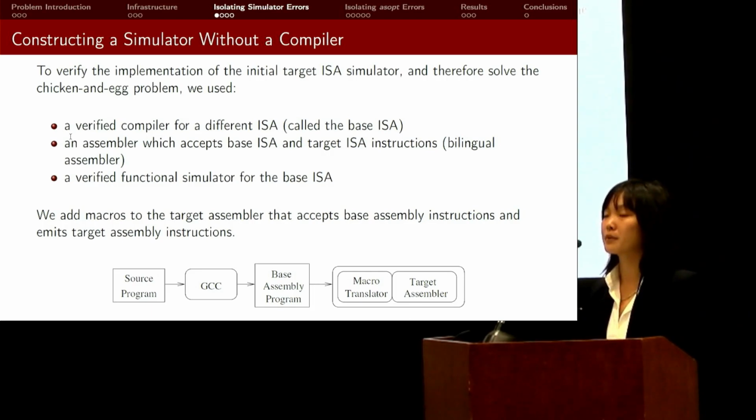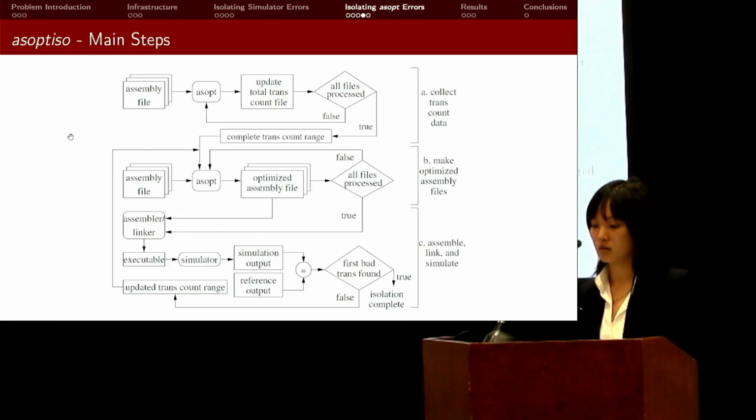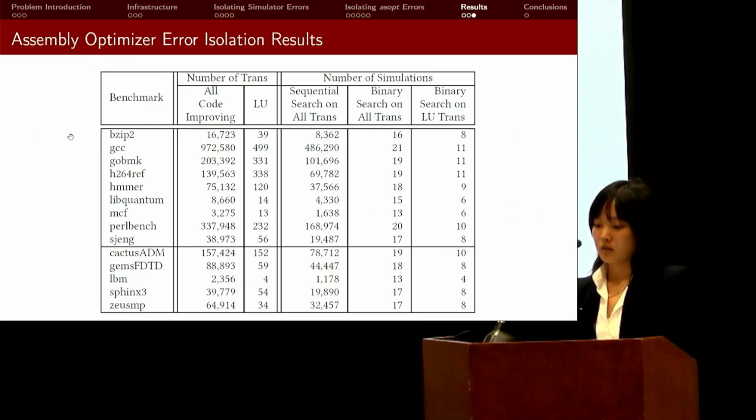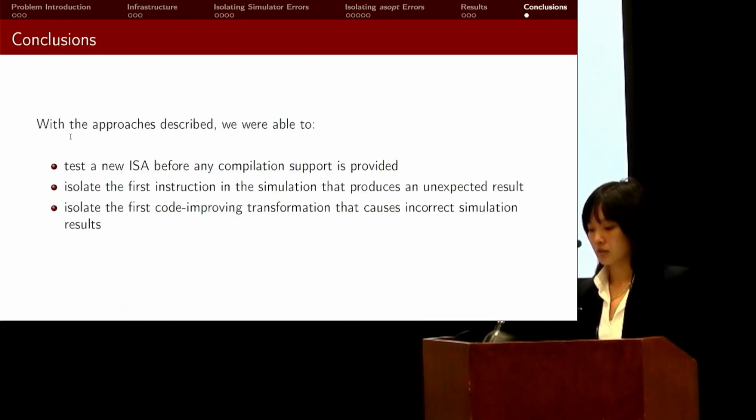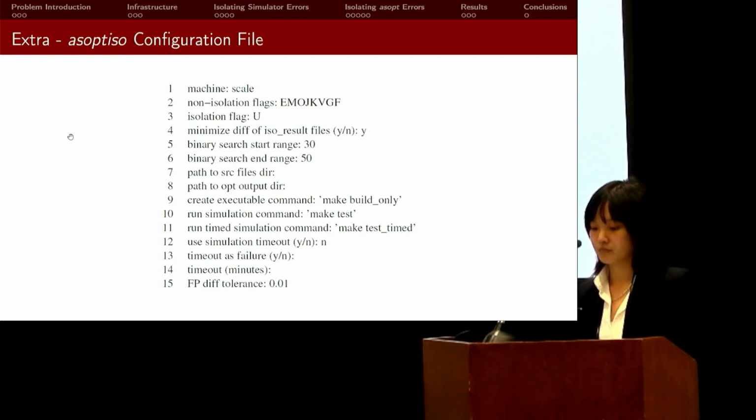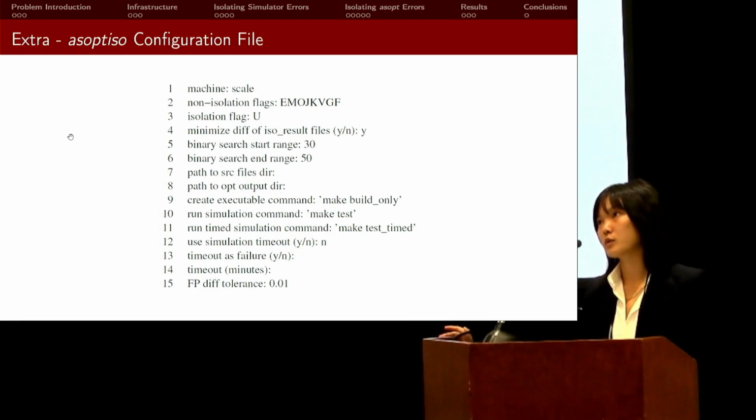But I'll show you something. What you could do is specify, I'd like to search within this range, and we actually do that now. This is the configuration for the isolator. We have binary search start range and binary search end range. If you know the erroneous transformation is likely to be between this transformation and that transformation, you can go ahead and search there.